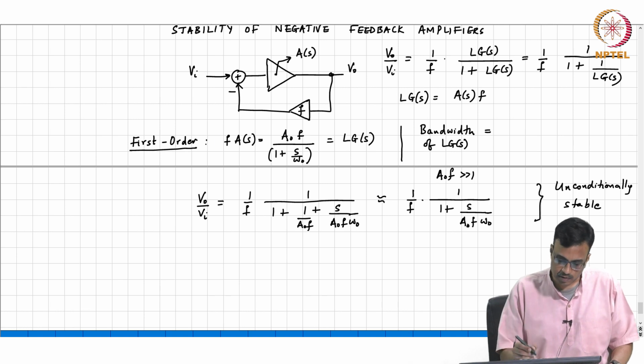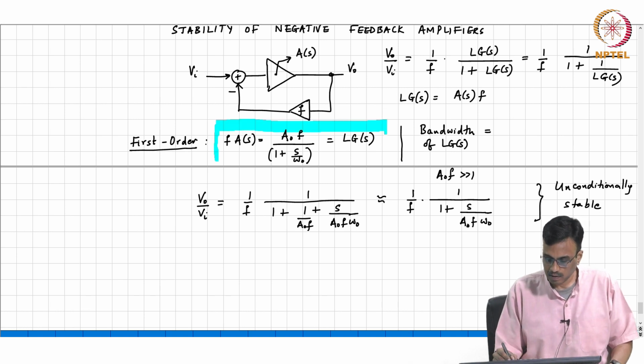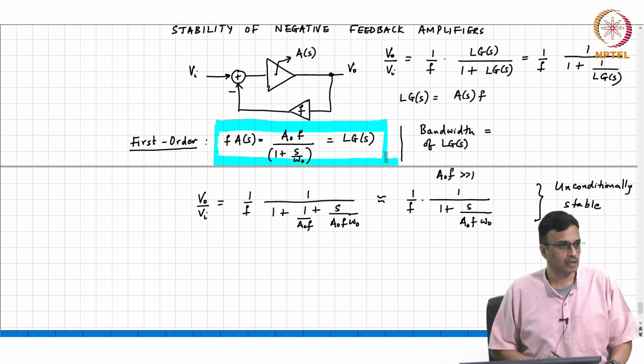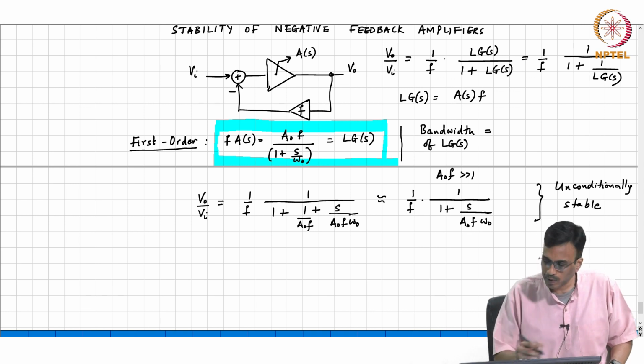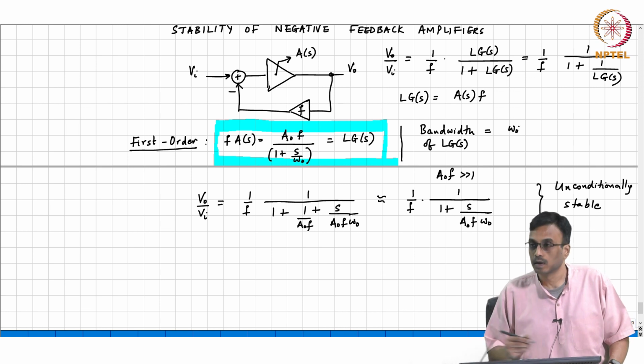So what is the DC gain of the loop gain function? This is the loop gain function. What is the DC gain of the loop gain function? A naught F. So at what frequency does the magnitude of the loop gain function fall to 1 by root 2 times its value at DC? At omega naught. So the bandwidth of the loop gain function is omega naught.